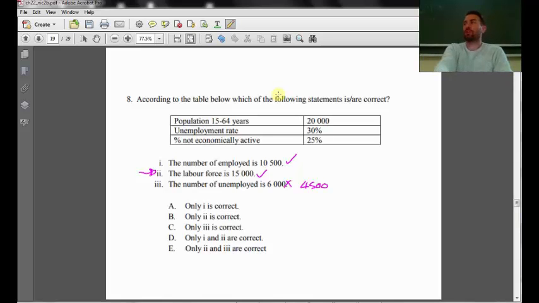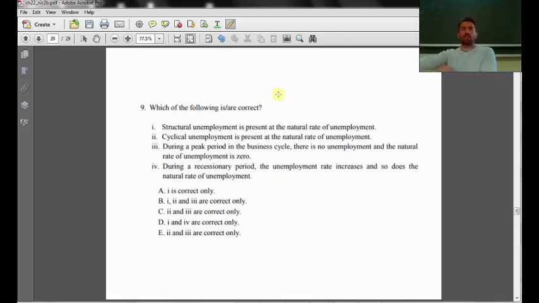Okay, any other concerns? Okay. One more question. Which of the following are correct? And we can just talk about them as we go through them. Number one, structural unemployment is present at the natural rate of unemployment. Yes? Okay? Structural is present at the natural. Great. Cyclical unemployment is present at the natural rate of unemployment. No.